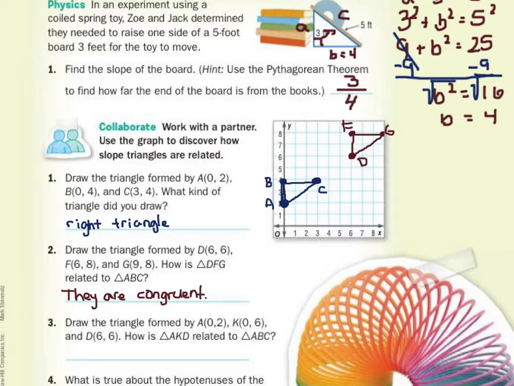Now, draw the triangle formed by (0, 2), (0, 6), and (6, 6). Okay, so (0, 2) was our A. K we're going to draw in at (0, 6) now. And D is at our (6, 6). So we'll draw this in over the top.